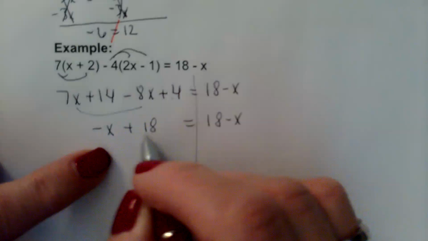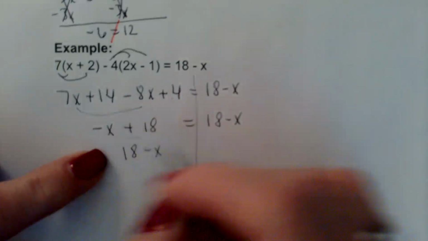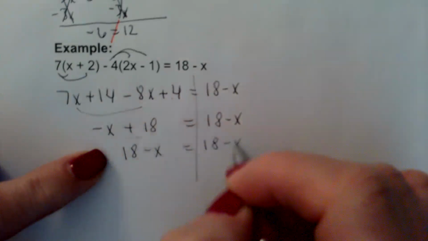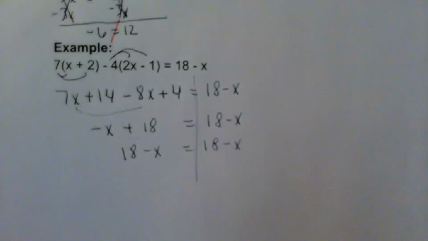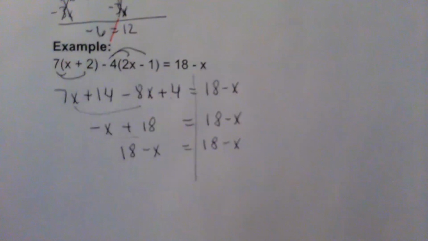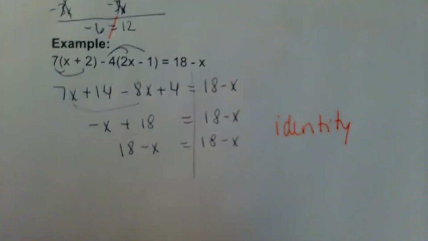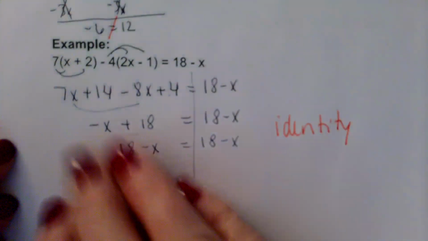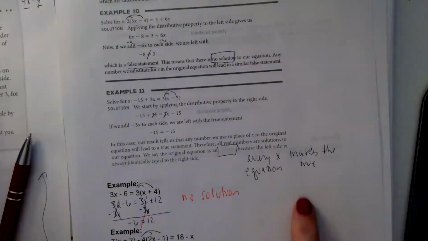I'm going to use my commutative property here just to rewrite this with the 18 on the left. And look, I have an exact same equation. So this one is an identity. Any x will make this equation true. So it could be no solution, or it could be an identity, or it could be one solution.